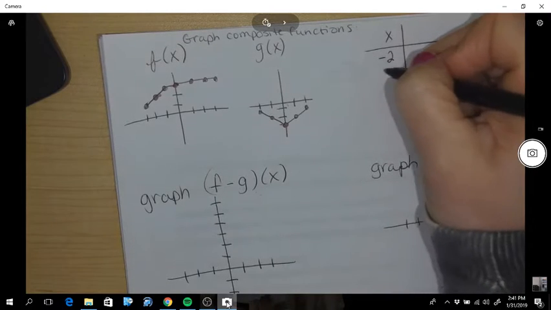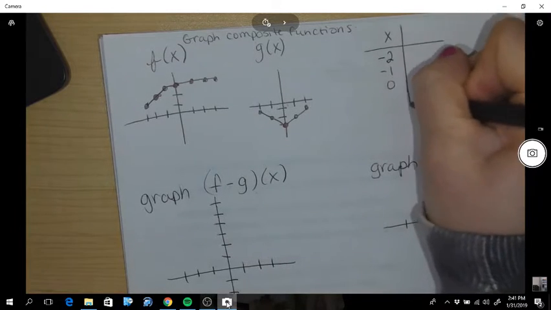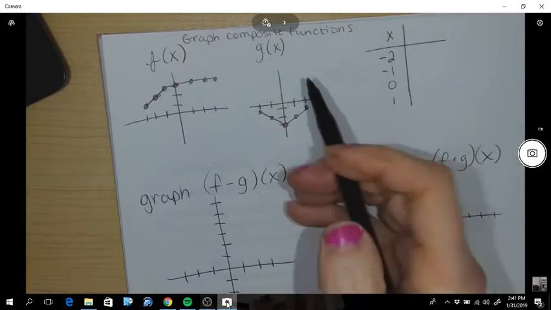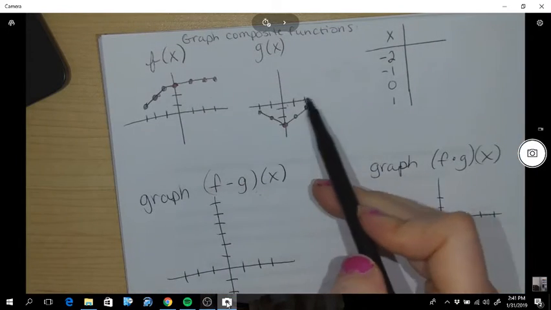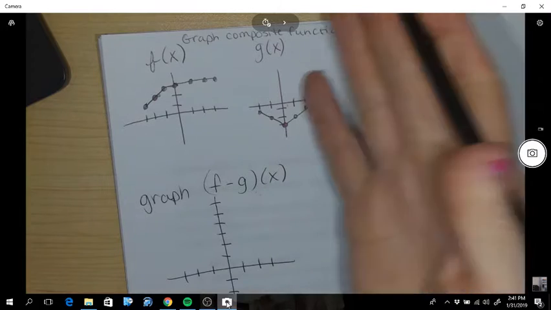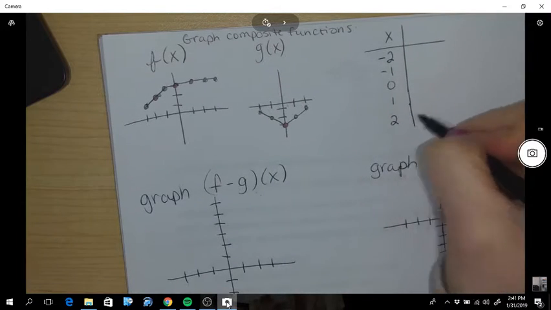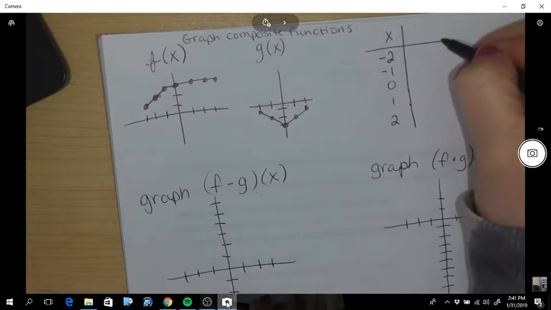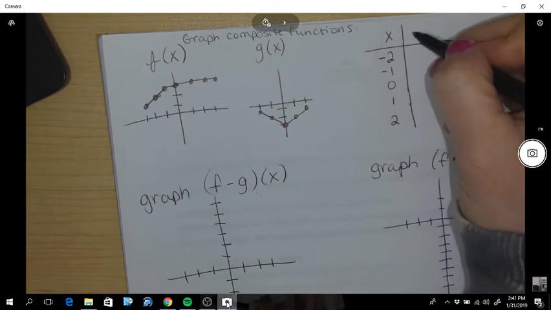Okay, so -1, 0, 1, and then the furthest right, so this goes to 3, but this only goes to 2. So we have to stop at the furthest right at 2. Okay, so let's write down the points.